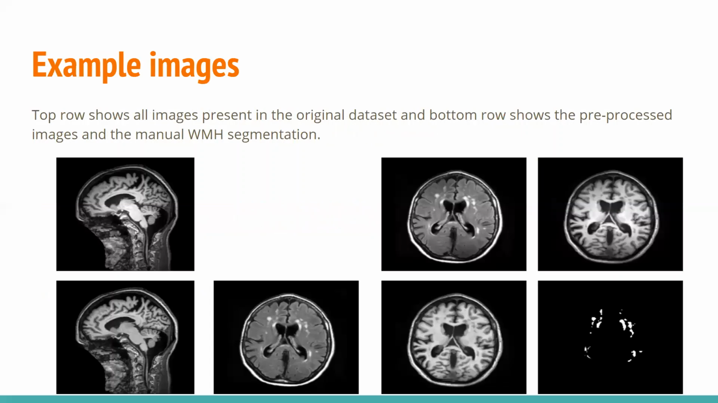So here are the example images provided. The top row shows all the images present in the original dataset provided. The bottom row shows the pre-processed images and the manual white matter hyperintensity segmentation. So this image is a mask used on brain scans of 3 images in the top row to get the bottom 3 images, 3 images in the bottom row.